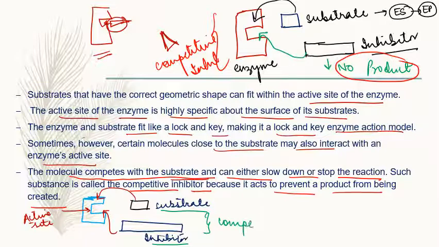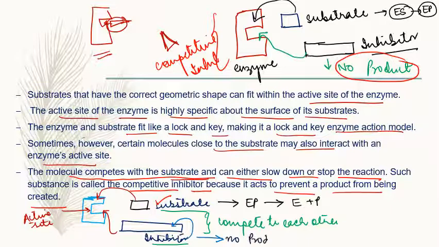Why do they compete with each other? To bind to the active site. If the substrate binds to the active site, it leads to the formation of the enzyme product complex, which will later change to your enzyme plus product. But if the inhibitor binds to the enzyme, what will happen? There will be no product.